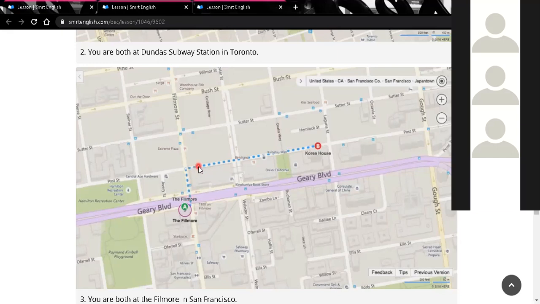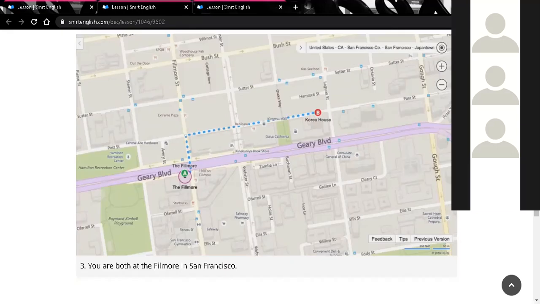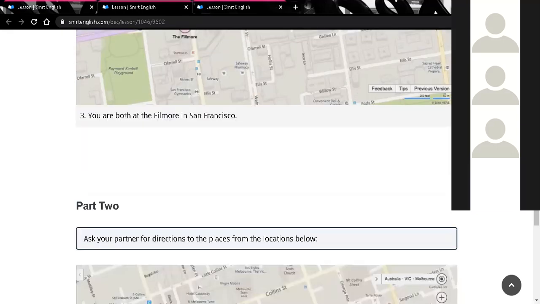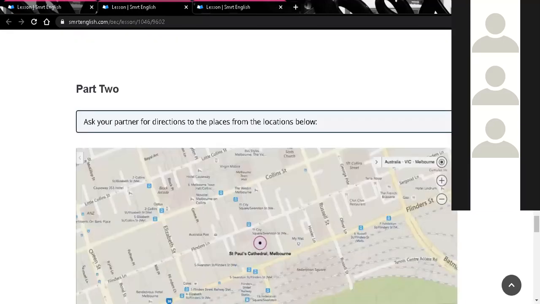Walk 1, 2 blocks, and in the middle of the street, you arrive. To the right. Okay. And you'll see it on the right side. Very good. Okay. Now it says in here, you are both, oh yeah, we already played that part.